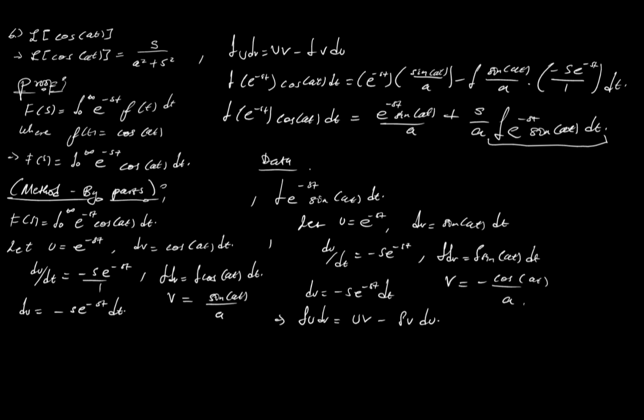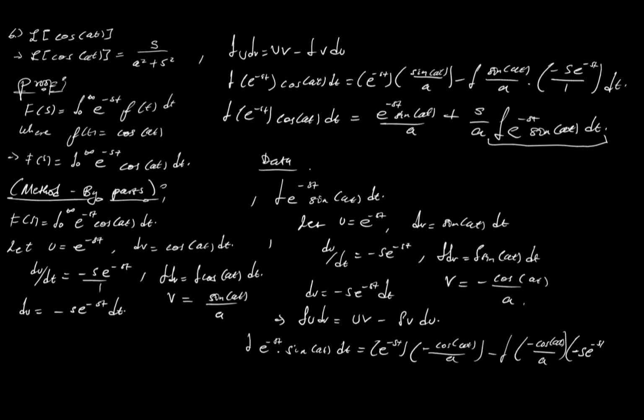By doing so, we'll have the integral of e to the minus st times dv, which is sine of at dt, being equal to e to the minus st, then v is minus cos of at over a, then minus the integral of minus cos of at over a. Then this is multiplied by du, which is equivalent to minus s e to the minus st dt, like that.